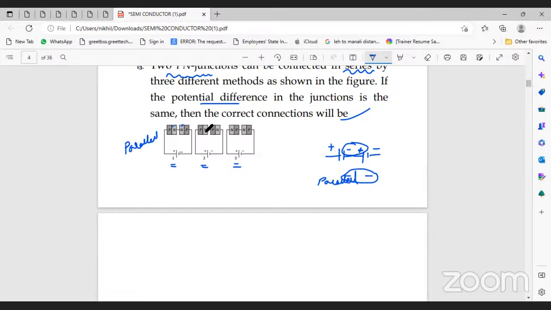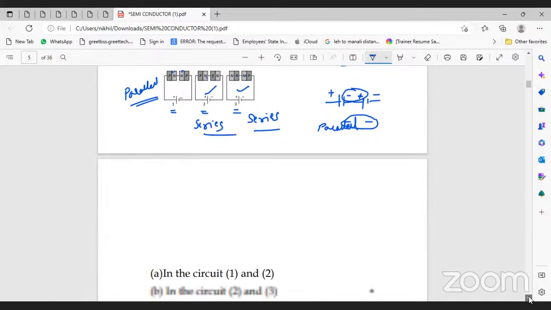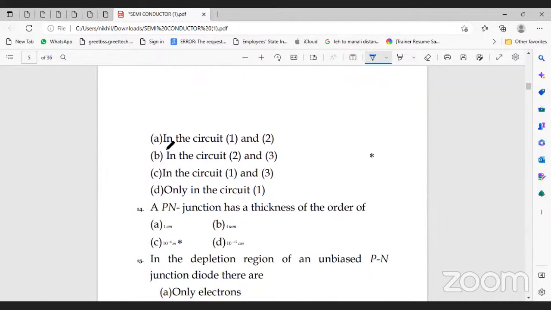Second one, look at this, N to P is connected. So it is said to be connected in series. Here P is connected to N. So this is also said to be connected in series. So circuit 2 and circuit 3 are in series. The first circuit is in parallel.